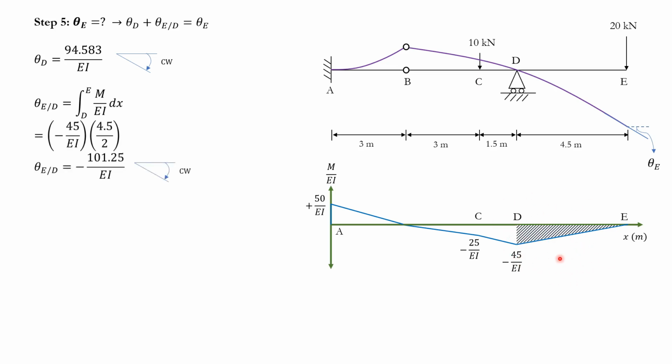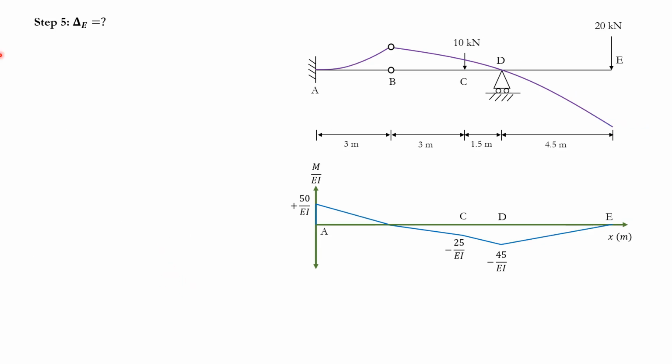So negative 45 over EI, times 4.5 divided by 2. Simple as that. That's the area I'm looking for. This is the value you get. And it's negative. That means that, of course, again, clockwise. The change is clockwise. So theta D is negative 94.583 because it's clockwise. Theta E with respect to D is, again, what I found, negative. Just going to add them together. You get negative 195.833 for the rotation at point E. Since it's negative, that means it is clockwise as well.